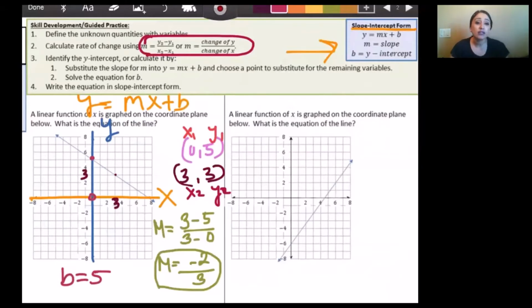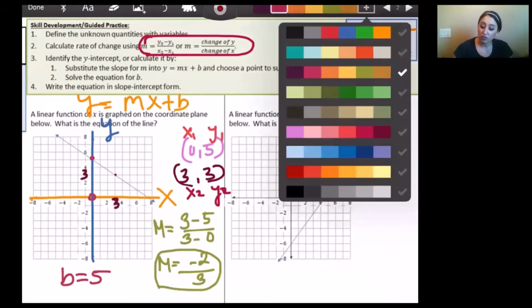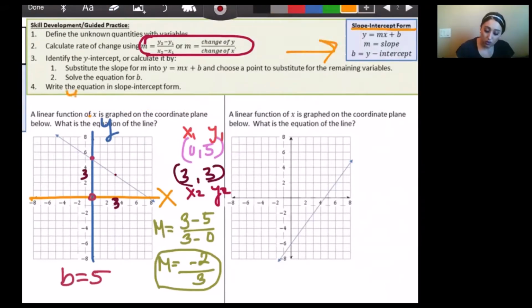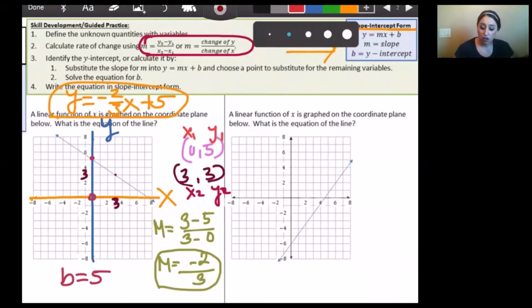Now I can construct back into y equals mx plus b. So I'm going to write my equation. And I kind of ran out of room, guys, so please bear with me. I'm going to write it up top here. I'm going to erase it. y equals negative 2/3 x plus 5. So I just constructed the equation for this line on the graph.